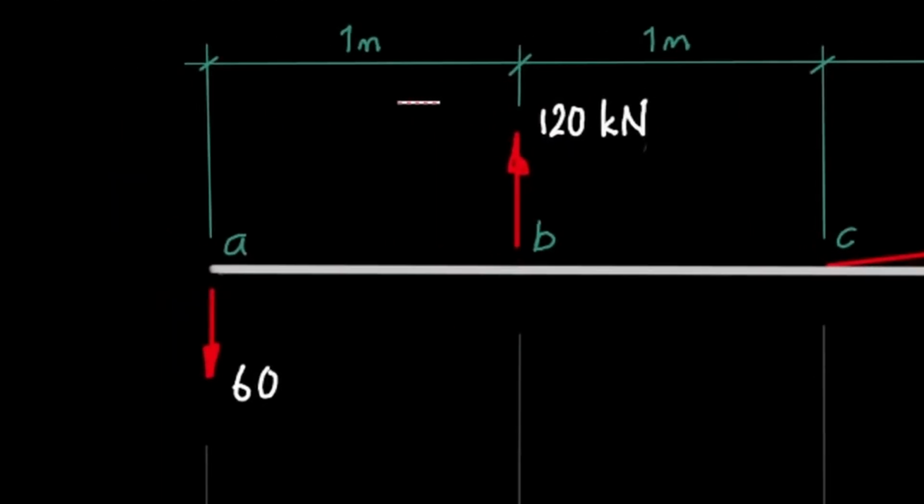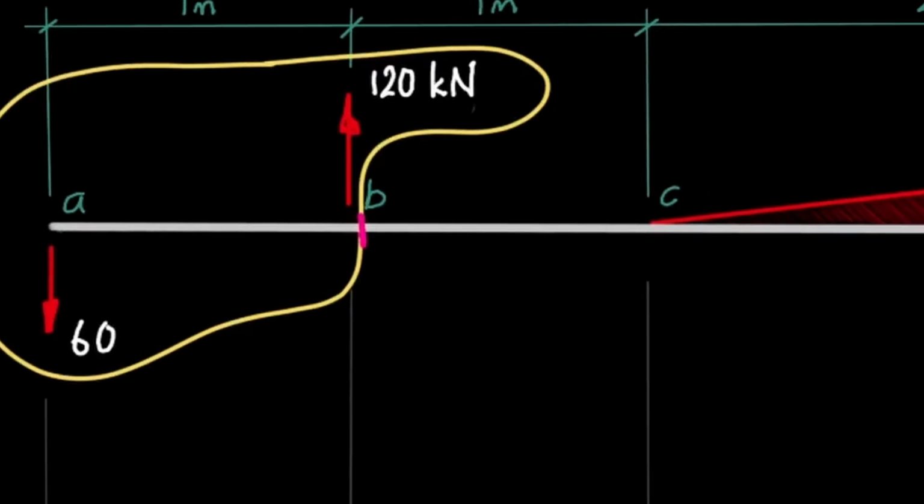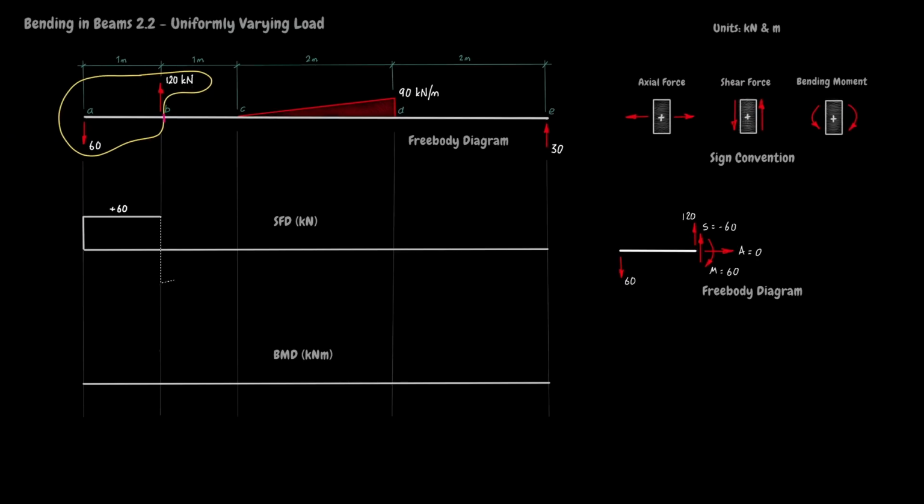Next, draw the free body diagram bubble that cuts the beam just to the right of B. The beam is cut to the right of B to find the shear force between B and C in addition to the bending moment at B. Draw the free body diagram for everything inside the bubble. Again, the unknown forces can be found by inspection. The axial force A is 0, the shear force S is minus 60 kilonewtons, and the bending moment M is plus 60 kilonewton meters. Plot these results on the diagrams.